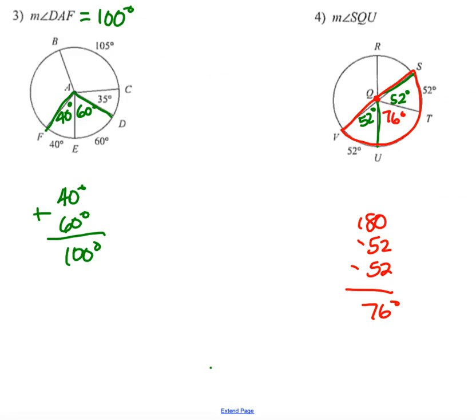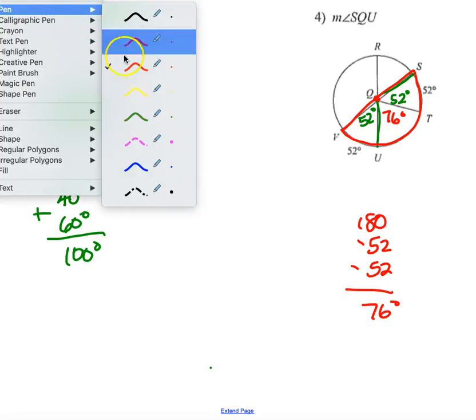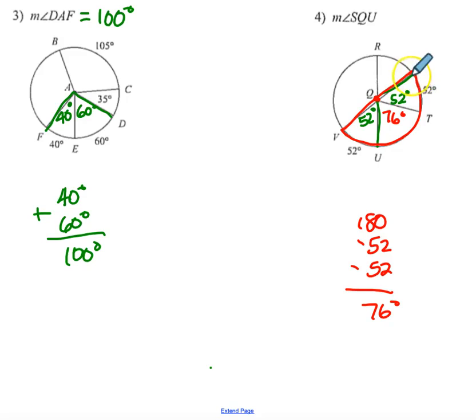Now I have everything I need to figure out the angle. The measure of angle SQR by angle addition would just be the 52 plus the 76. If I add those together, I get 128 degrees. So the measure of angle SQR is 128 degrees.